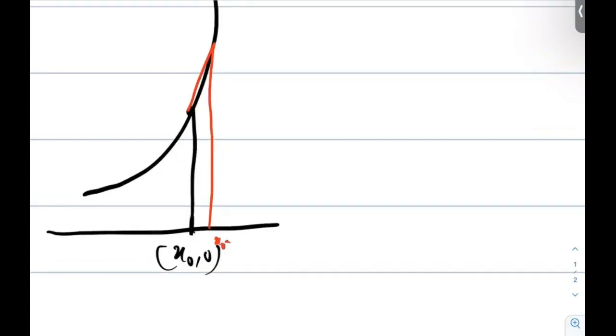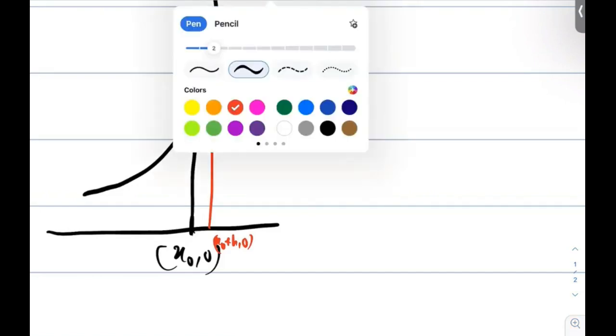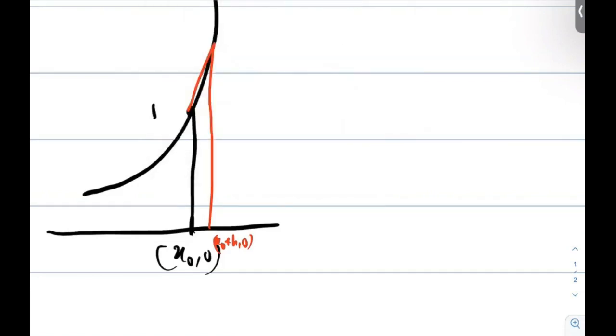If this is (x naught plus h, 0), so this is (x naught, f of x naught).